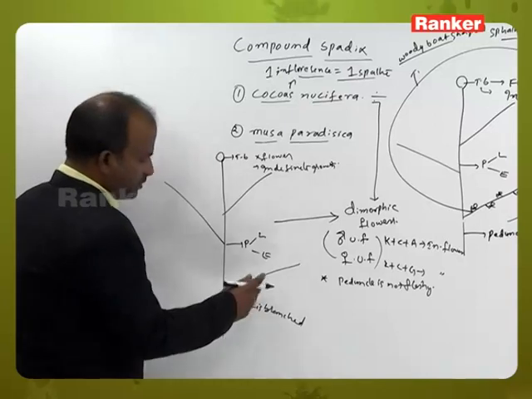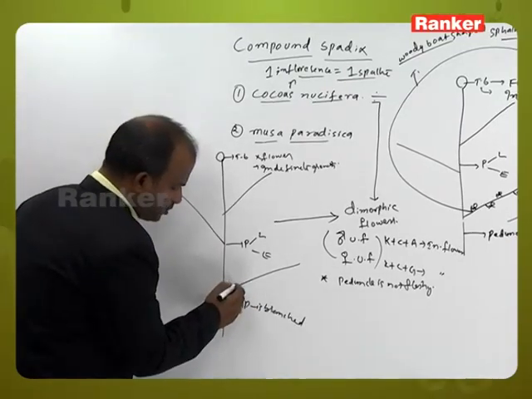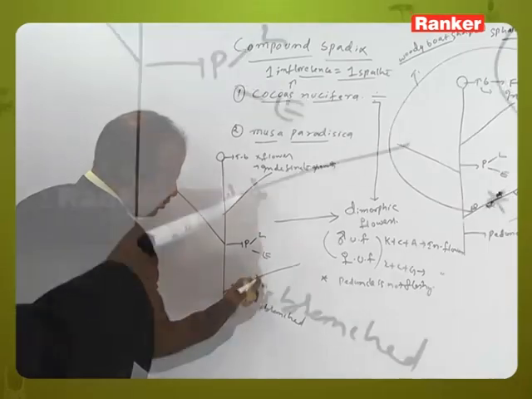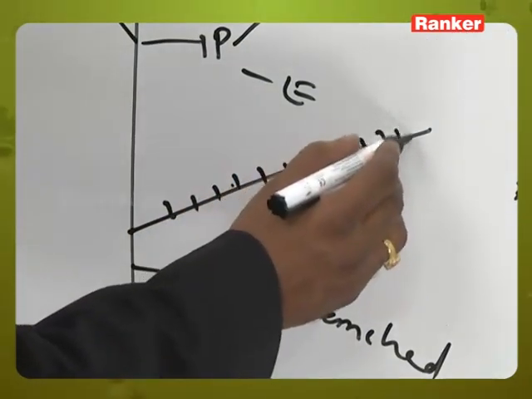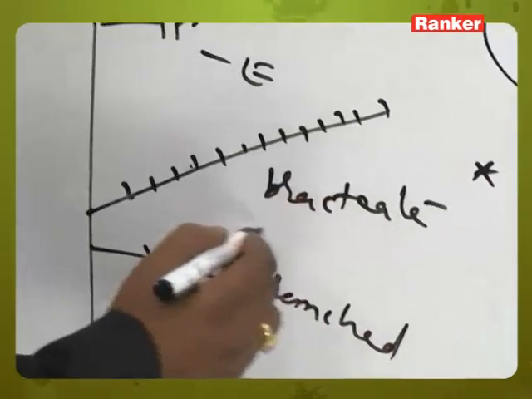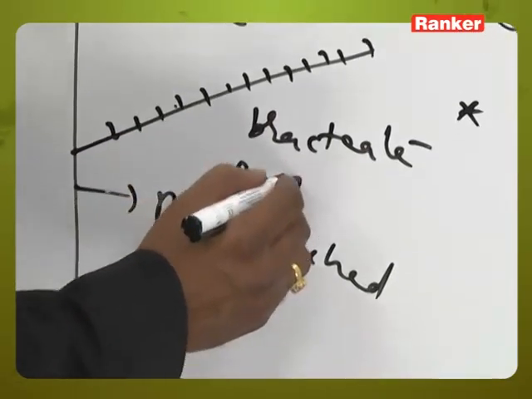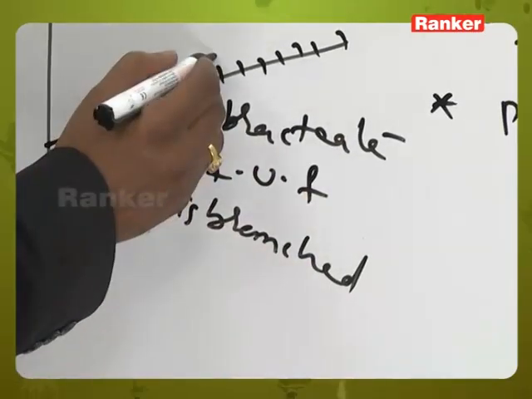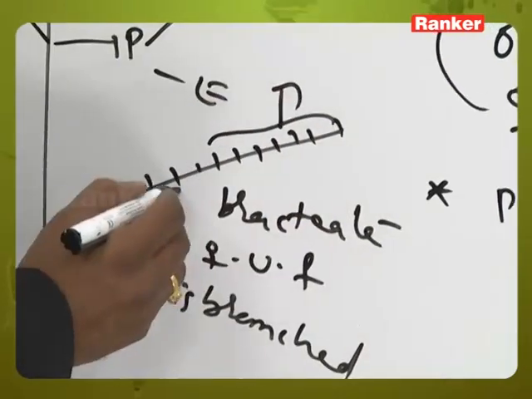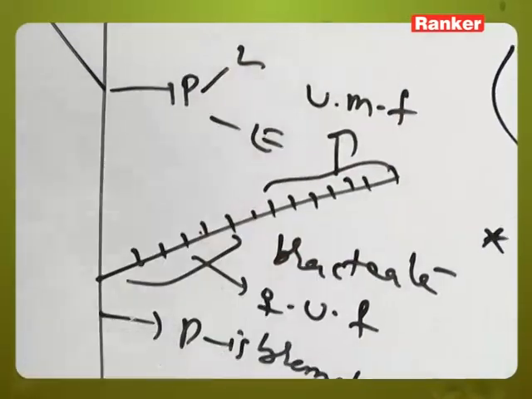Towards the base of the branch it shows numerous bracteates. The base of the branch is occupied by female unisexual flowers, and the apex of the branch is occupied by unisexual male flowers.